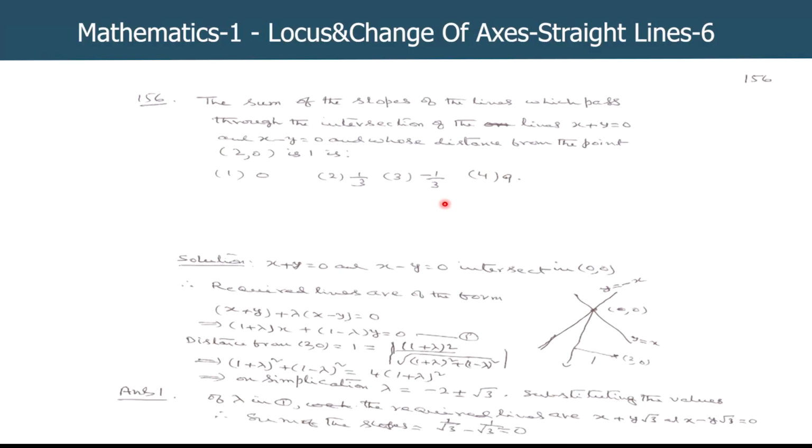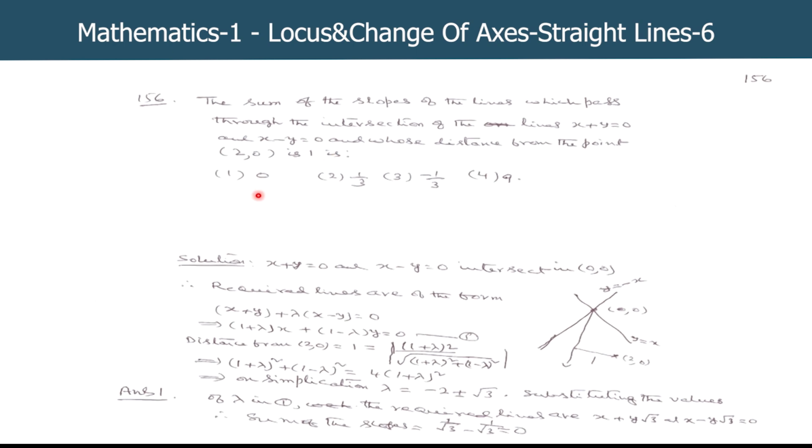The sum of the slopes of the lines which pass through the intersection of the lines x plus y is equal to 0 and x minus y equal to 0, that is the origin, and whose distance from the point (2, 0) is 1, is the sum of the slopes.